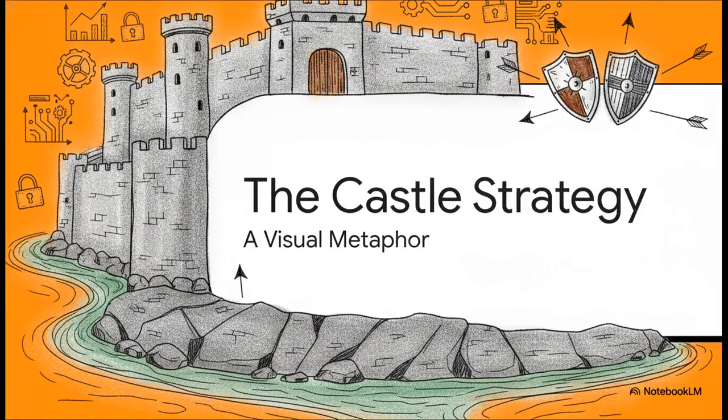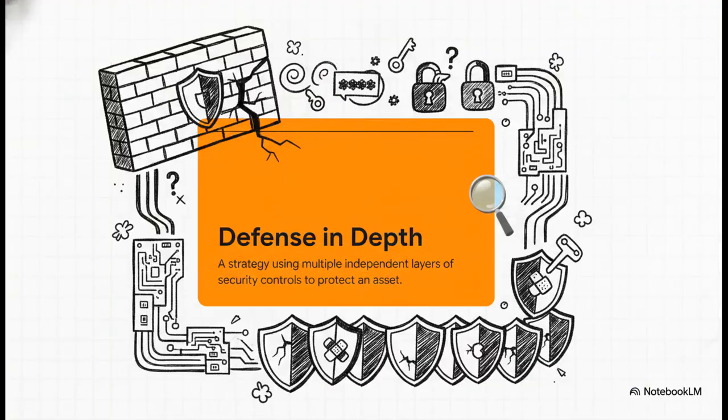Section 1, the castle strategy. Okay, so the crucial takeaway is right here. Defense in depth is a strategy using multiple, independent layers of security controls. Now, why is this absolutely essential? Well, because there are zero silver bullets in security. None. Eventually, some layer is going to fail.